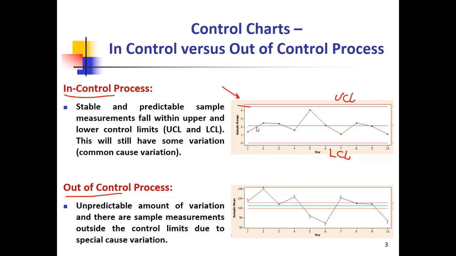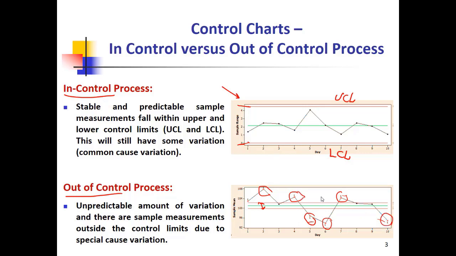So if my data points, my sample points, my measurement points, are all the time between these two limits, my process is in control. If I have even one data point, or more than one, that is out of this control limit, upper UCL and LCL, this is an out of control process.